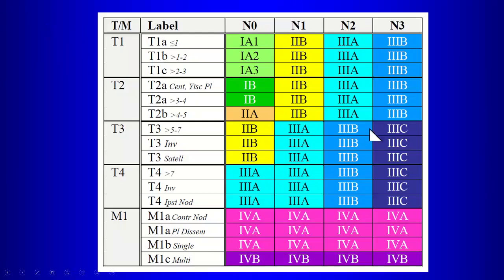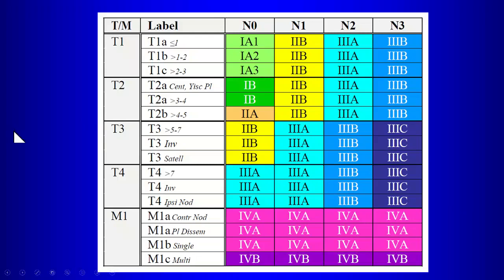And then for the staging, you can put the T staging and the N staging together, and you look at a chart, and that gives you the staging for that particular patient. And again, the staging determines the therapies that would be offered to the patient. Up to stage 3A, the patient can still be considered a surgical candidate.